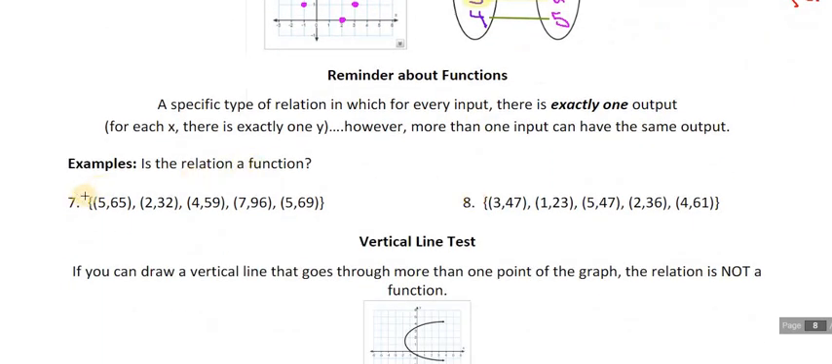So if we look at numbers 7 and 8, is the relation a function? Okay, so when I look at these ordered pairs, I'm tuning into those x values. 5, 2, 4, 7, 5. Because I just said the x value of 5 twice, this is not a function. Okay, x of 5 has 2 y's.